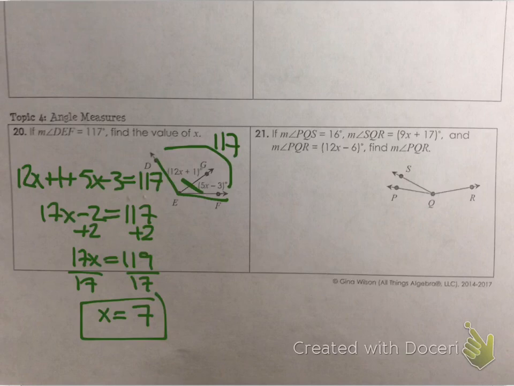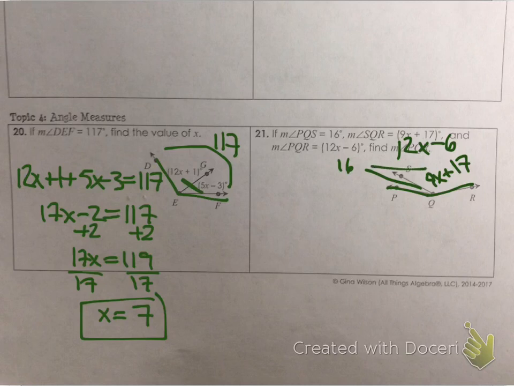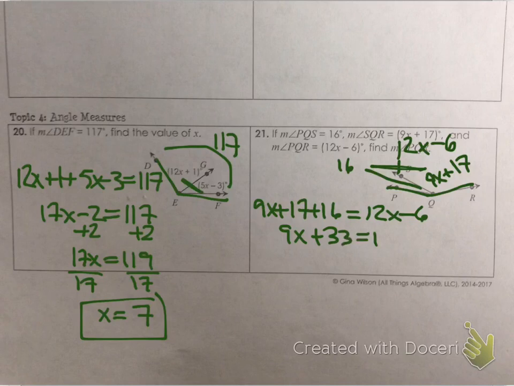All right. Now, PQS, according to this, is 16. So this right in here is 16. SQR is 9x plus 17. PQR is 12x minus 6. So what does that mean? That means basically if I add these two together, so I could say 9x plus 17 plus 16 is equal to 12x minus 6. So you got 9x plus 33 is equal to 12x minus 6. Variables to the left, numbers to the right would give me negative 3x is equal to negative 39. So x is equal to 13.